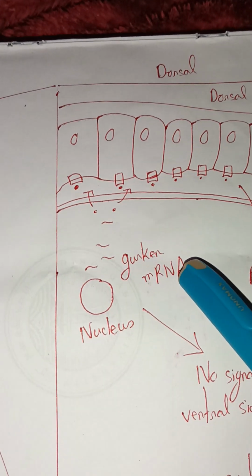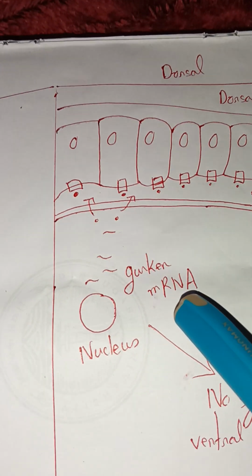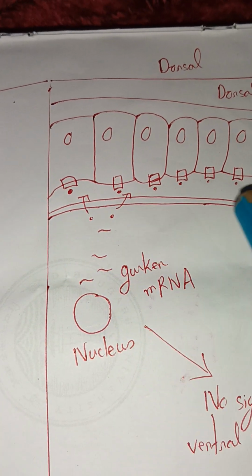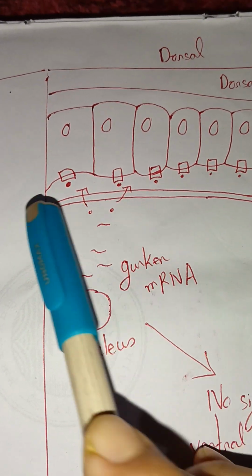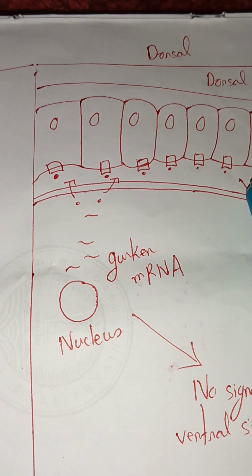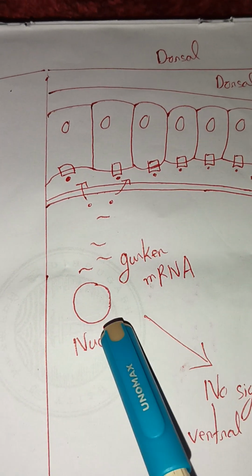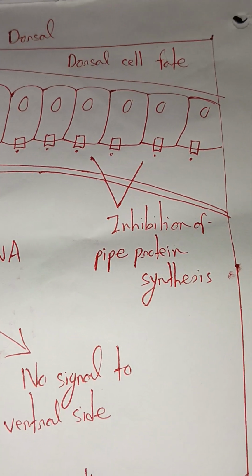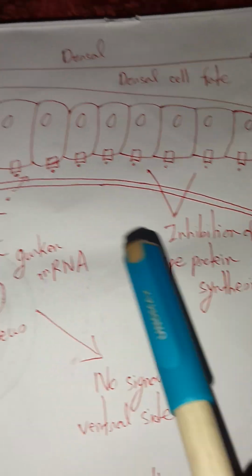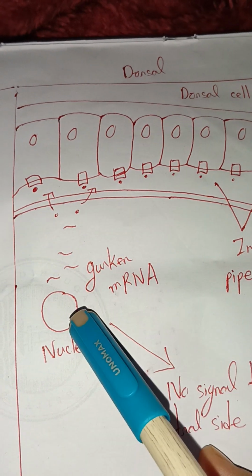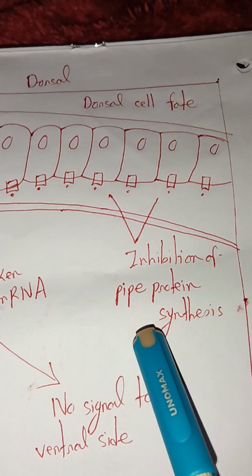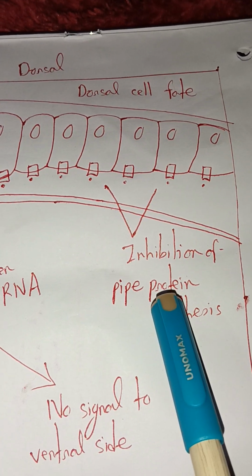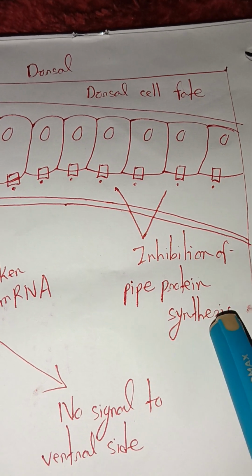as Gurken mRNA. As the mRNA is released, there should be a receptor to receive this mRNA, and this receptor is known as the Torpedo receptor. As Gurken mRNA binds to the Torpedo receptor, there is another protein known as Pipe protein. As this binding of Gurken to Torpedo occurs, there is an inhibition of Pipe synthesis. So there is no synthesis of Pipe protein.